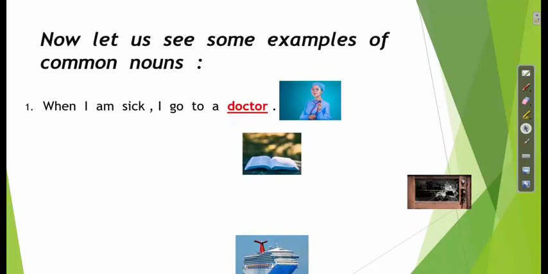First one, when I am sick, I go to a doctor. Doctor is a common noun. Second, this book is very interesting. Book becomes a common noun as there are many books and every book has its own name. But right now, the name is not mentioned, only a book is mentioned. So book becomes a common noun.